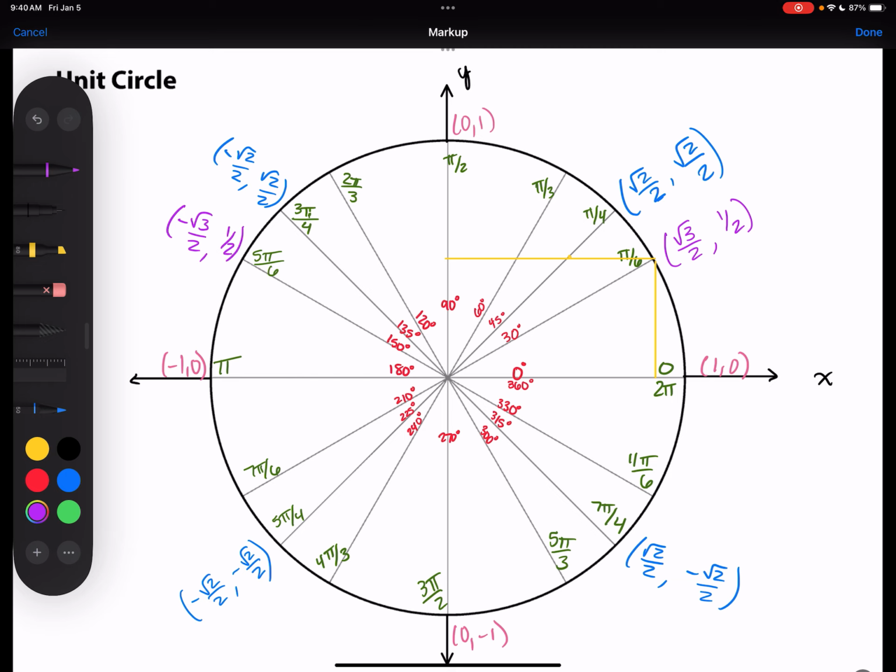Down here at 7 pi over 6, both are negative, so it's going to be negative root 3 over 2 and negative 1/2. And then at 11 pi over 6, x is positive, y is negative, so root 3 over 2 and negative 1/2.